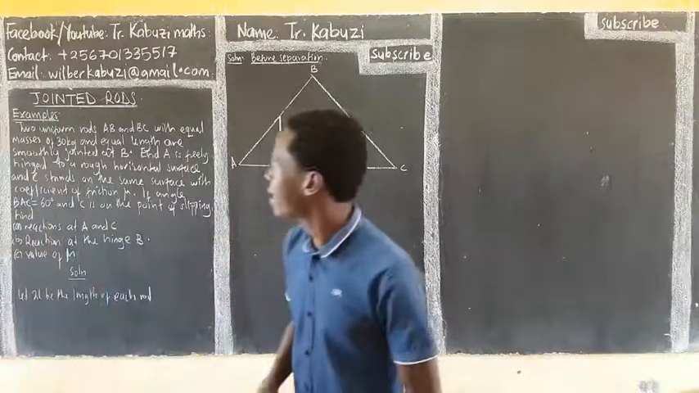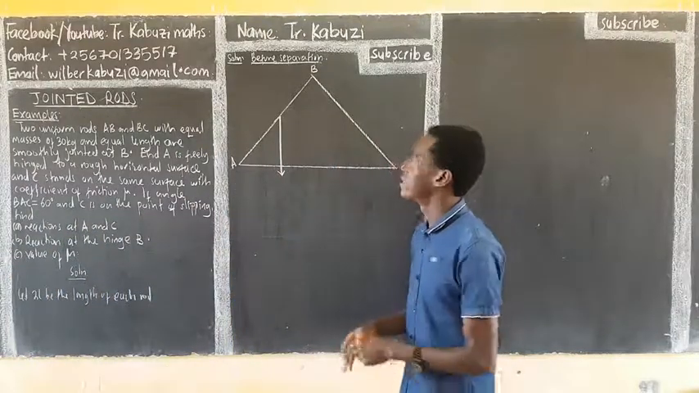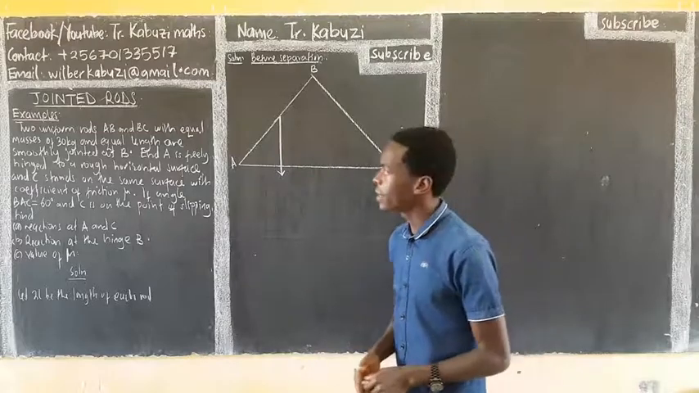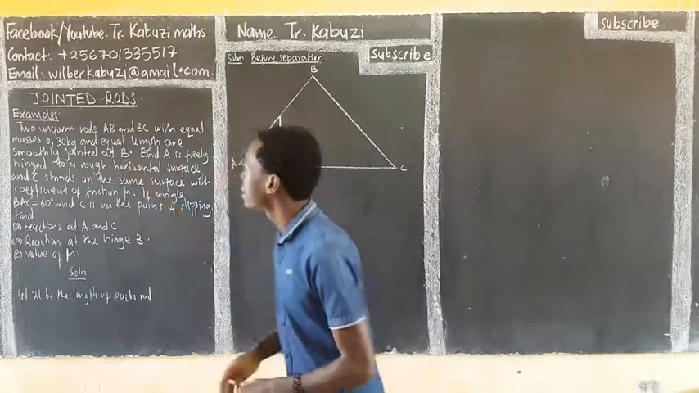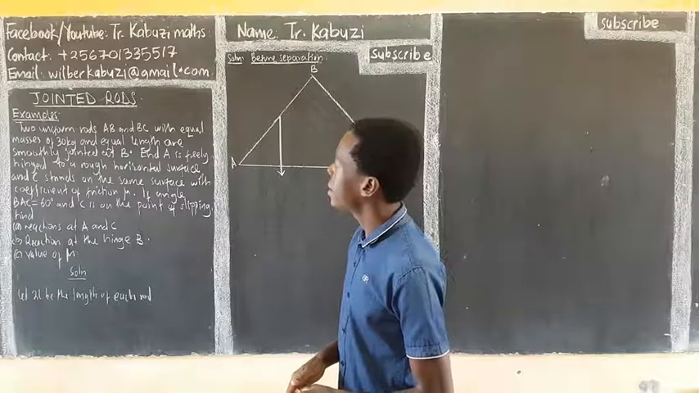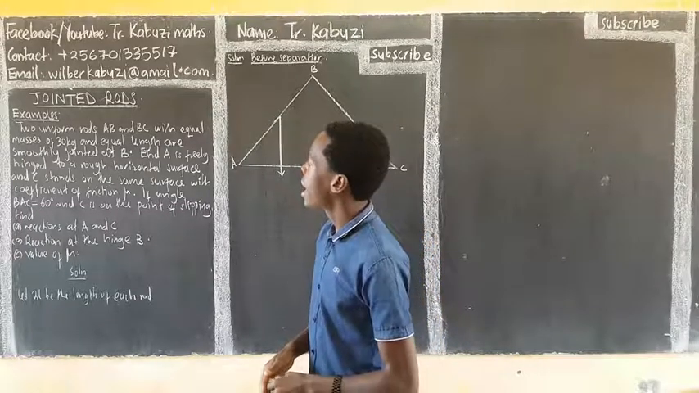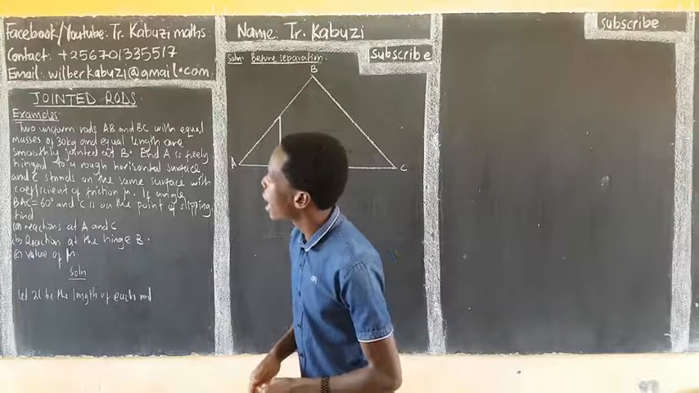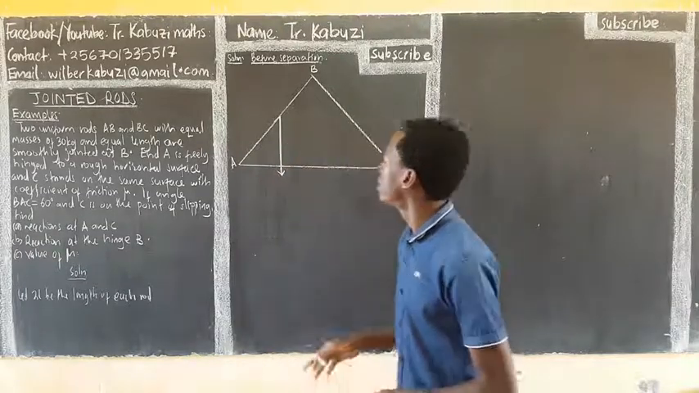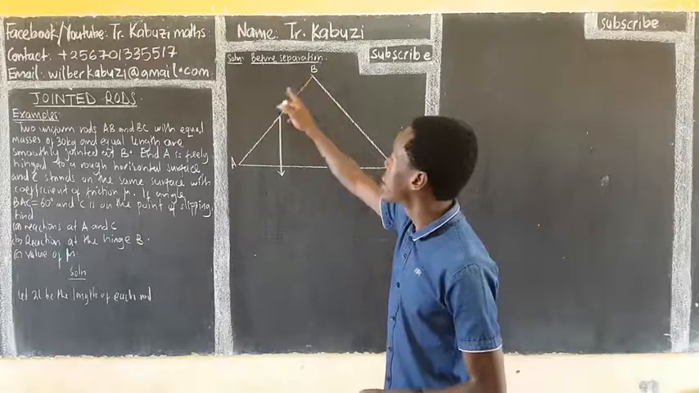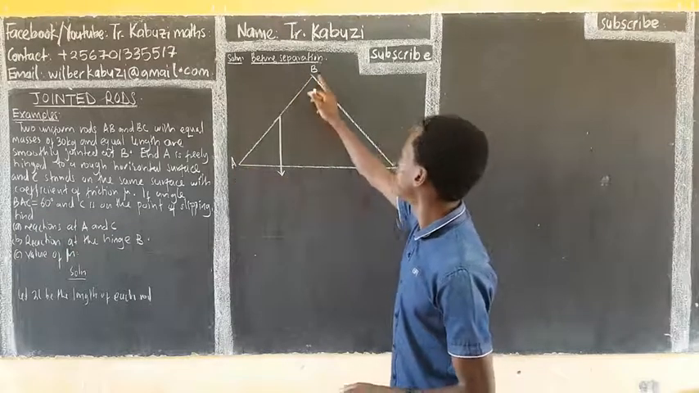Okay, let us see another example. I'm almost done with the sketching, but we are going to go through it together. Uniform rods AB and BC with equal masses of 30 kilograms and equal length are smoothly jointed at B. So meaning we have a joint at B. So this one now is going to be AB, then BC.